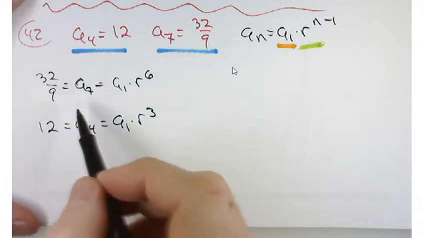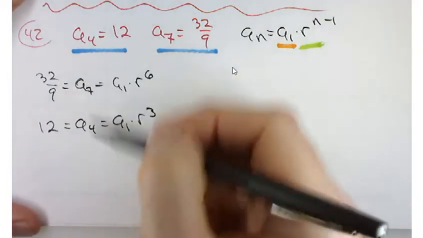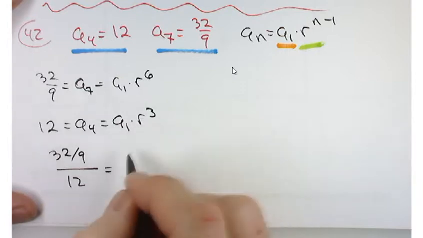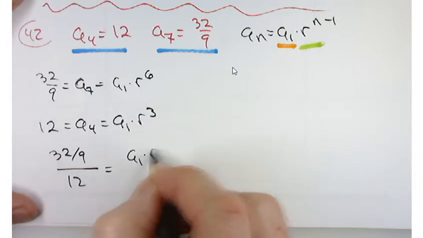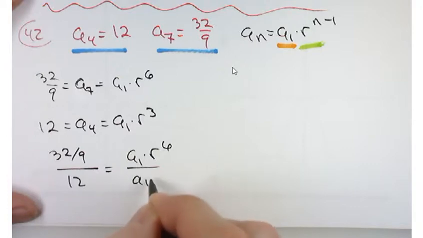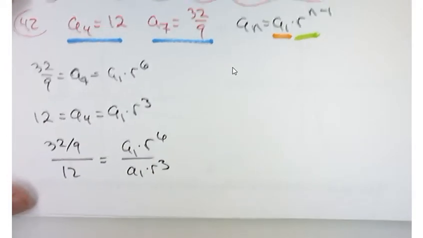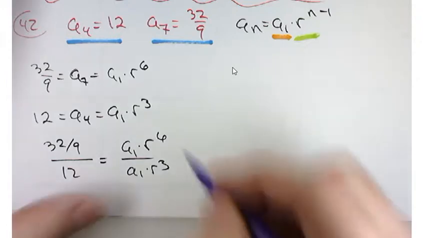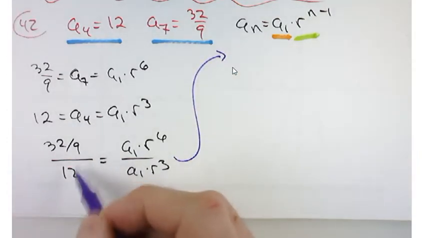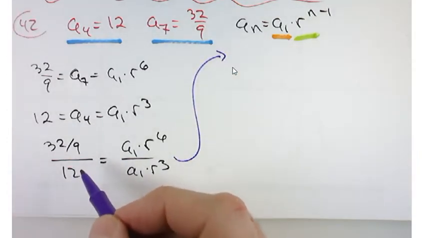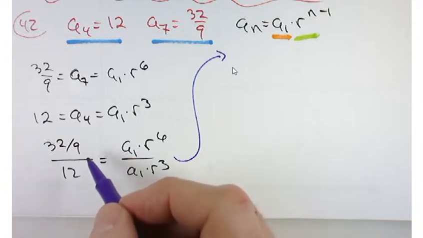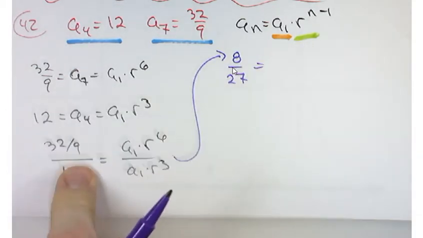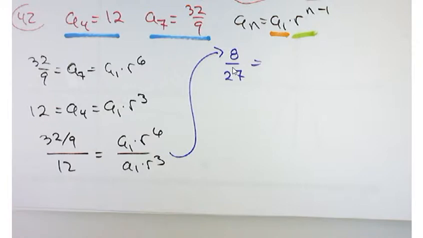So here's the trick. We're going to divide these two equations. I'm going to take 32/9 and divide it by 12. And that's going to equal a sub 1 times r to the 6 divided by a sub 1 times r to the 3rd. That's interesting. Let me save you a little time over here. When we do this, invert and multiply, we're going to end up with 8/27 on the left-hand side. You can just trust me on that one. Calculate it later.